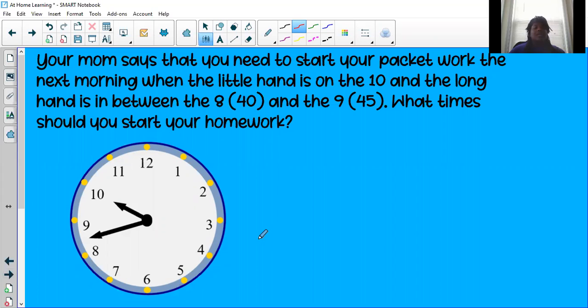All right, so it says your mom says that you need to start your packet work the next morning when the little hand is on the 10 and the long hand is between the 8 and the 9. What time would you start? This question already gave us a hint, but I remember I told you we count by 5s for each value for the minute, and then we count by 1s just for the hour, the short hand. So for the short hand, it's right there.